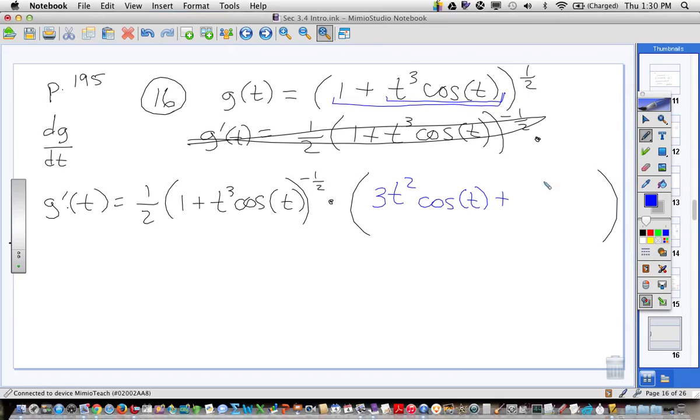Plus, well, it will end up being minus, right? Because I'm going to do t cubed left alone times the derivative of cosine, which is negative sine. And again, whenever you do the derivative of cosine, it's a negative sign. If I put the negative there, it looks like a minus. So I want to bring that around in front so I don't make that mistake.